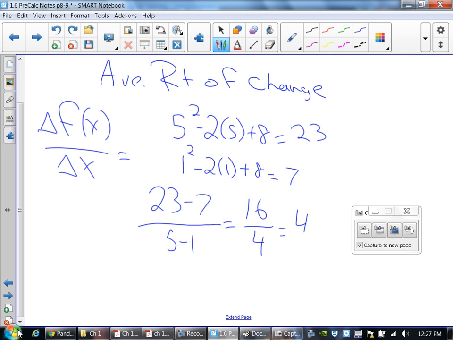Yeah, that's right. So in this case here, the slope of the secant line, the average rate of change, is 4. That's it.